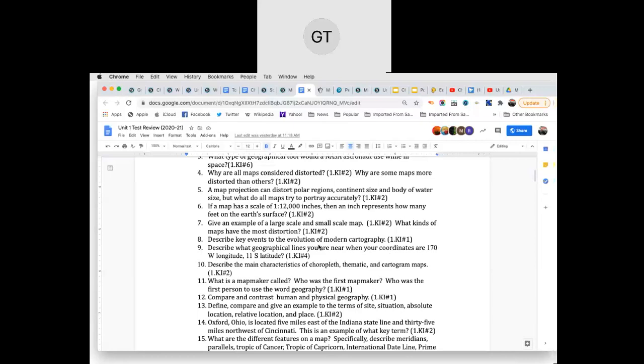8, describe key events to the evolution of modern cartography. Again, there are many evolutionary events, and I don't want to go through all of them, but you should understand that the father of geography is Eratosthenes. The first map maker is Anaximander.